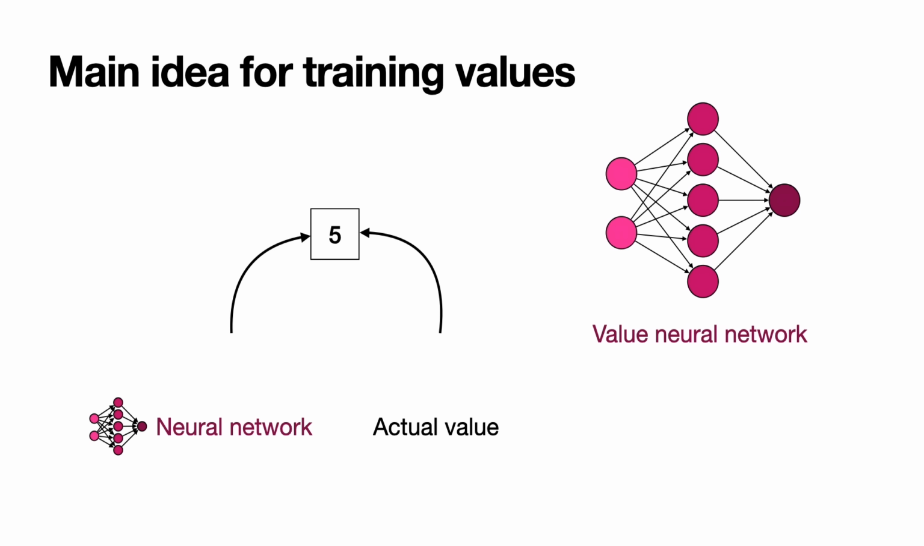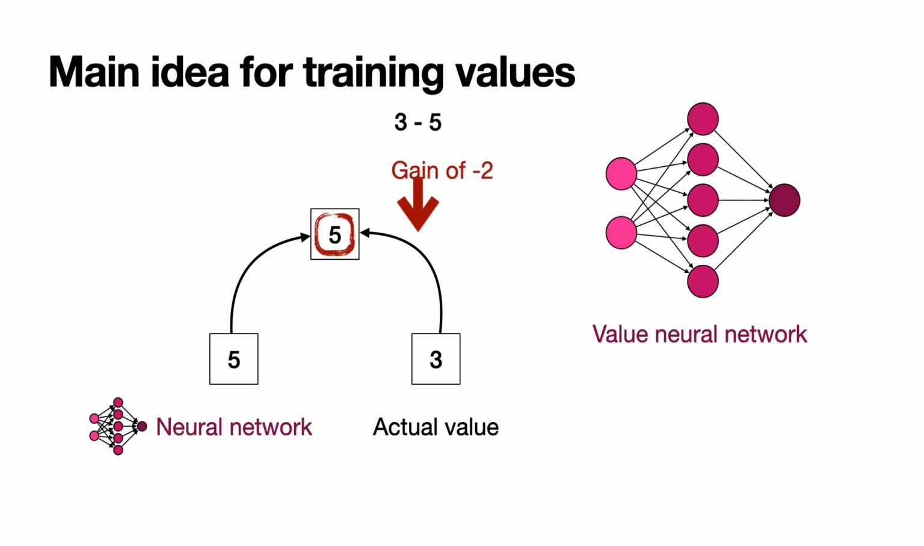And in the opposite scenario, let's say that the neural network thinks that this value is 5 and the actual value is 3. So now the neural network overestimated and the gain is 3 minus 5, which is minus 2. So that's actually a negative gain. Well, we're going to take this negative gain and tell the neural network to decrease this 5 in the training. And the neural network will get something out, like for example, a 4.9. So in other words, we are training the neural network to get closer and closer to the actual values.